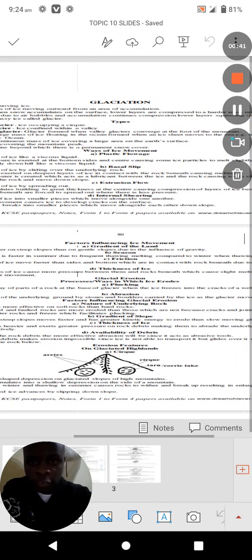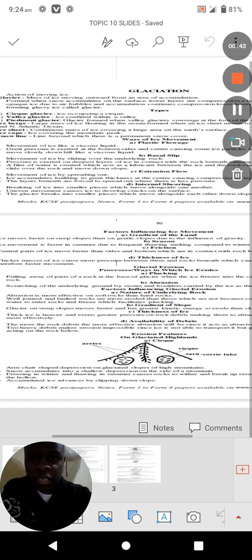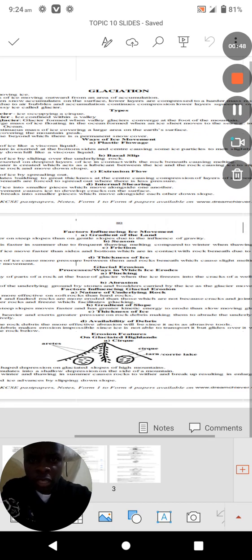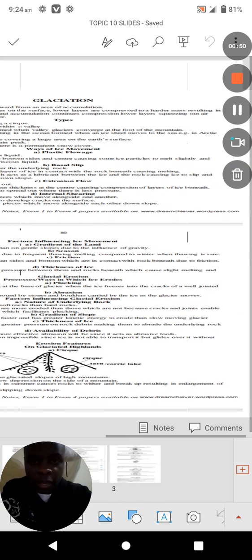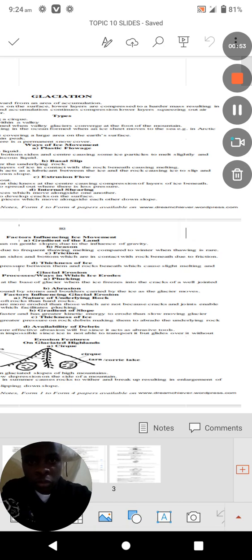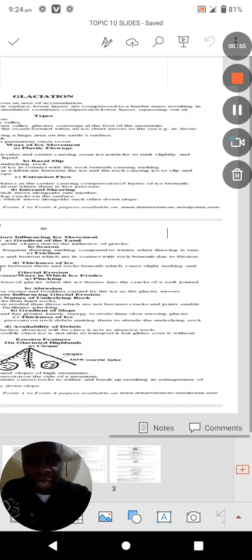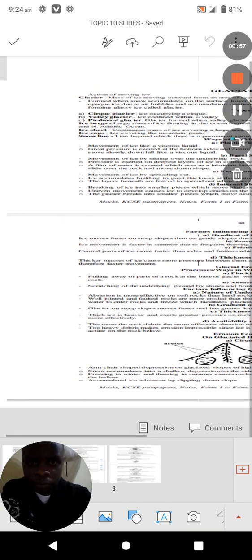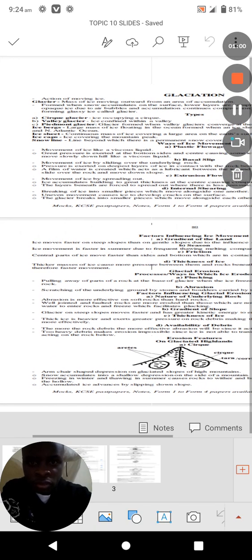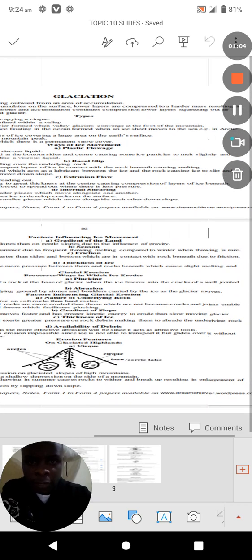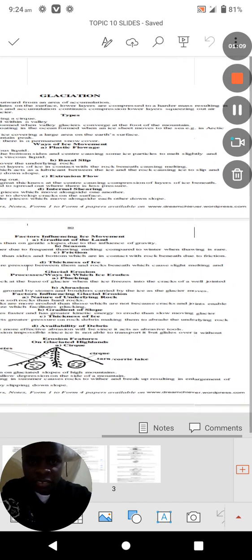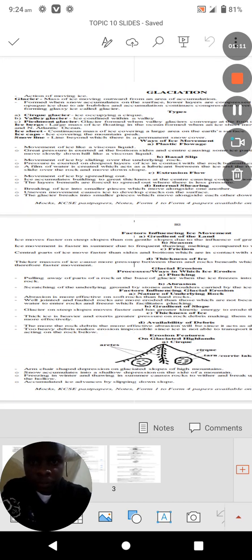A glacier is a mass of ice moving outward from the region of accumulation, formed by snow accumulation on the surface. Lower layers are compressed to a harder mass, resulting in opaque ice due to air bubbles and ice accumulation. Compressed lower layers freeze out air, forming glassy ice called a glacier.